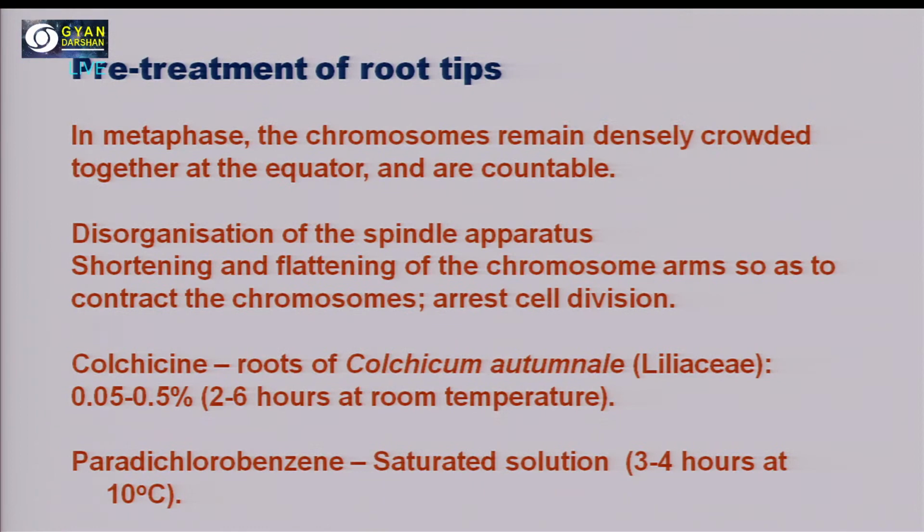One is colchicine. Colchicine is obtained from the roots of Colchicum autumnale, which is a plant belonging to the Liliaceae family. So normally 0.05% to 0.5% of this colchicine is used, and you need to treat it. Pre-treatment should be done for 2 to 6 hours at room temperature. In addition, you can also use paradichlorobenzene, a saturated solution of paradichlorobenzene, as a pre-treatment solution. Here you need to treat for 3 to 4 hours at 10 degrees centigrade.